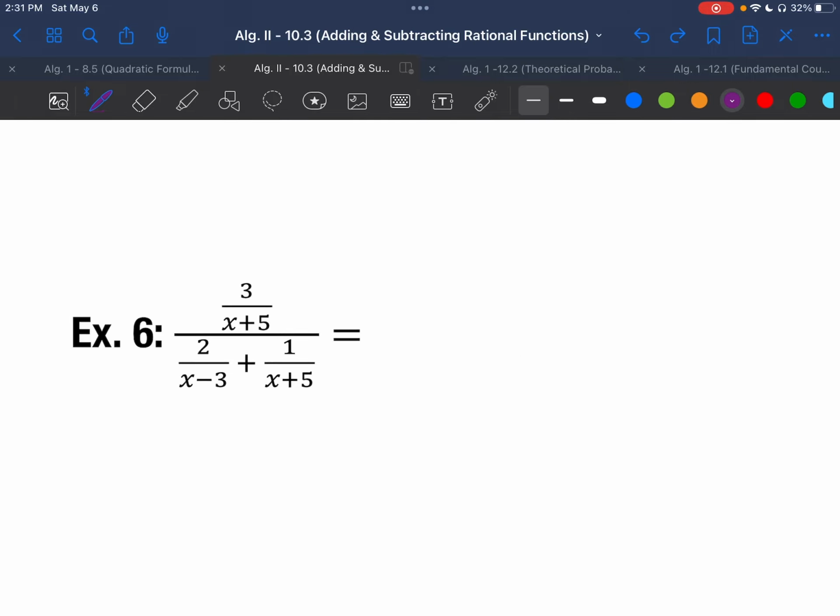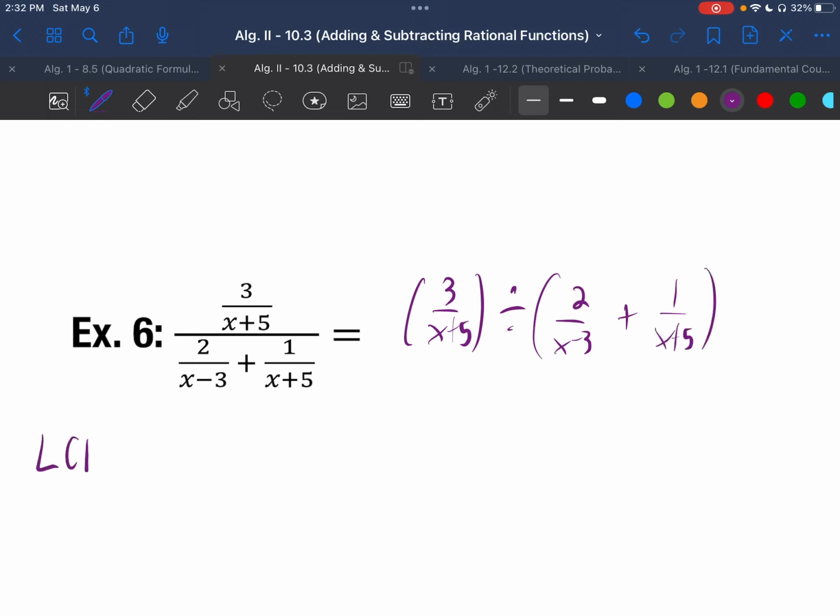Once again, separate these in the two parentheses. First parenthesis being the first fraction, divided by the second parenthesis being the bottom. And once again, you might benefit from writing out the least common denominator. In this case, it would be x minus 3 times x plus 5.